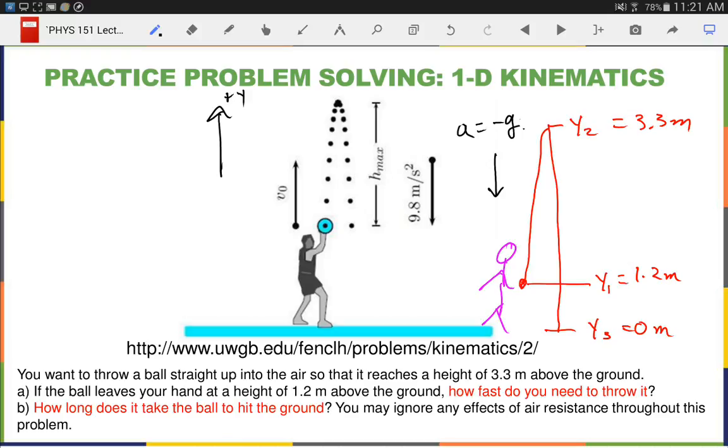What else? There's another inferred value. Velocity at the top will be 0. The velocity at the top has to be 0. Now let me ask a very important question. I ran out of time and I didn't get 3 dimensions. I didn't finish this question.